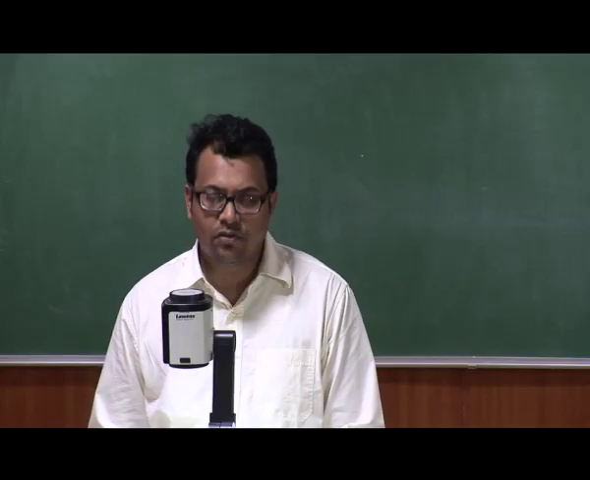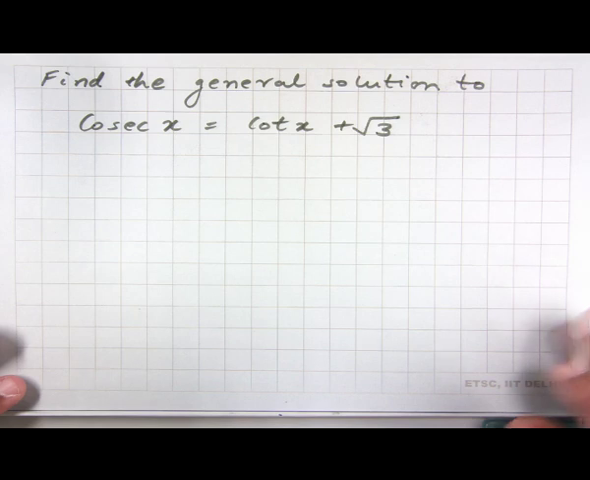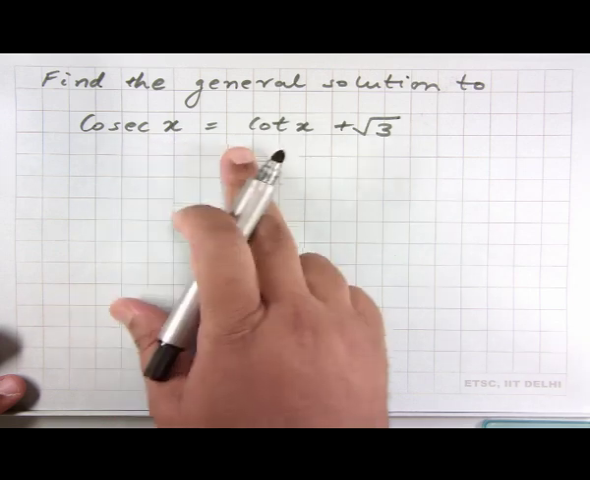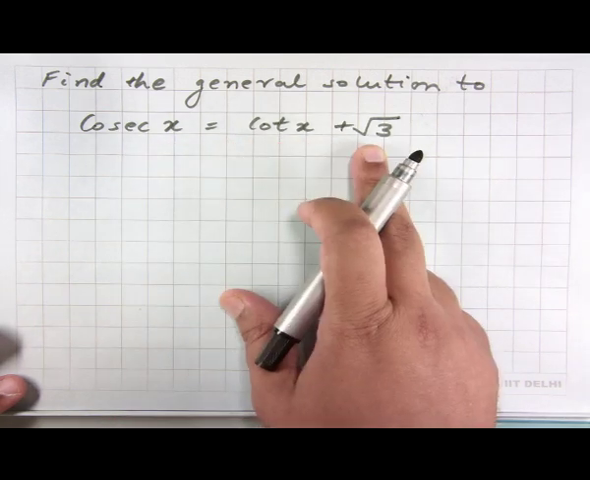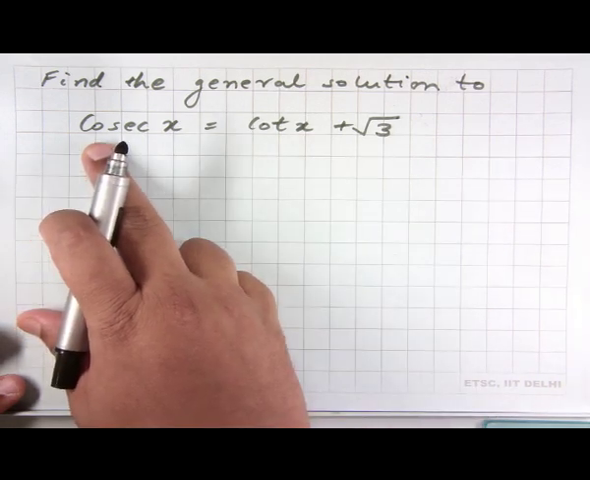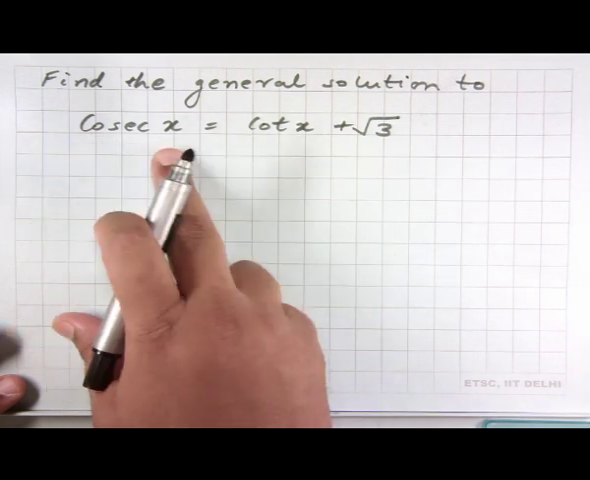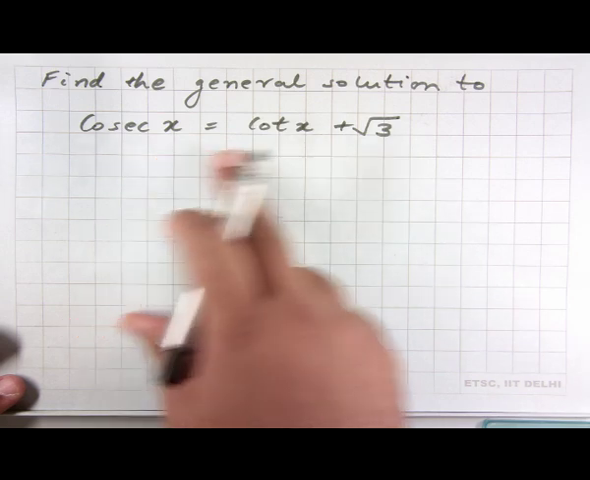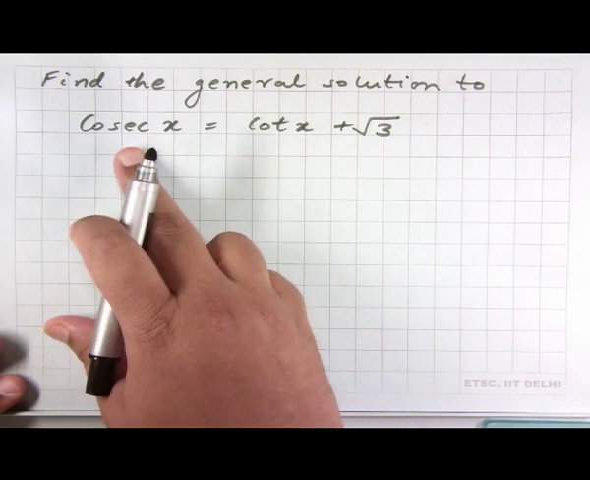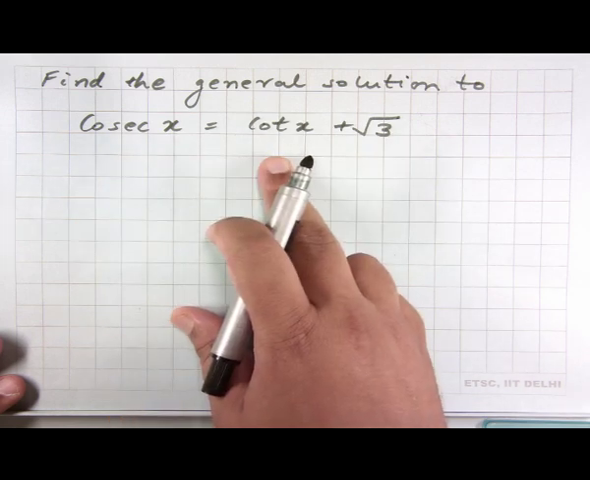So, let us continue solving some more problems. In this problem we are asked to find the general solution to the equation cosecant of x equals cotangent of x plus root 3. One technique of solving problems where you get cosecant and cotangent is to express them in terms of sine, cos and tan, and then use all the identities for sine, cos and tan in solving this equation.